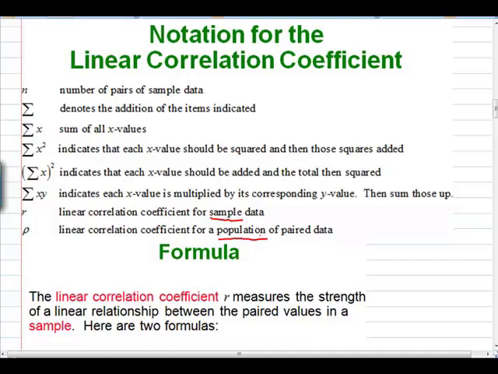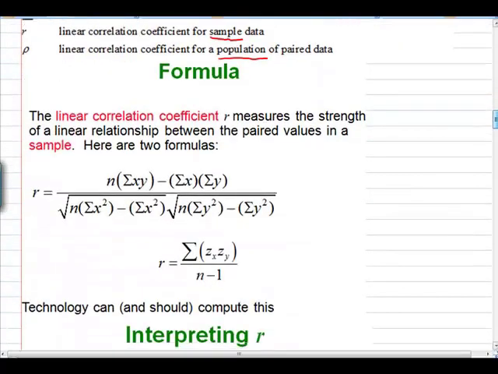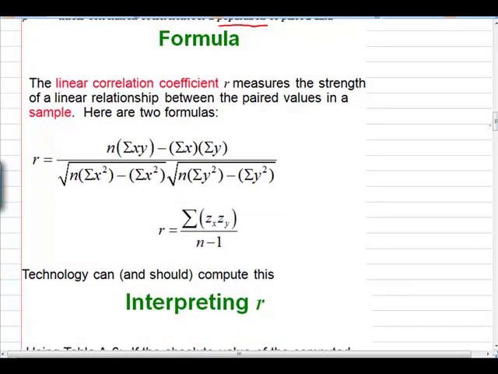So now we have new sample statistics and population parameters. R is the sample statistic we use to approximate rho. Rho is the Greek letter here. The linear correlation coefficient, R, measures the strength of the linear relationship between the paired values in a sample. Here's two formulas we can use to calculate R, but guess what? We don't do that. What do? We love TI, don't we?